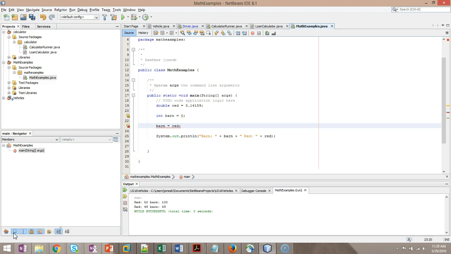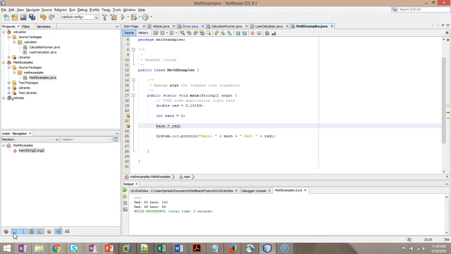One of the benefits of modern development environments like NetBeans and Eclipse and IntelliJ is that they compile as you're writing your program. It used to be you had to physically choose to compile, but now they'll compile while you're writing the program, and that's how they can come up with these red lines.